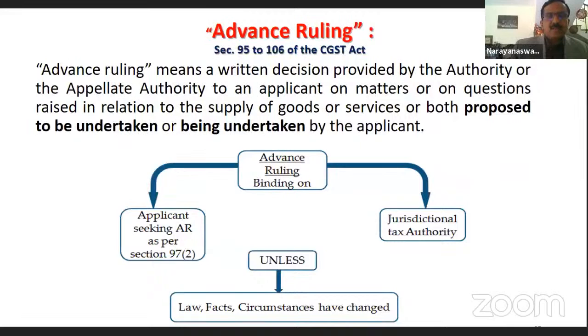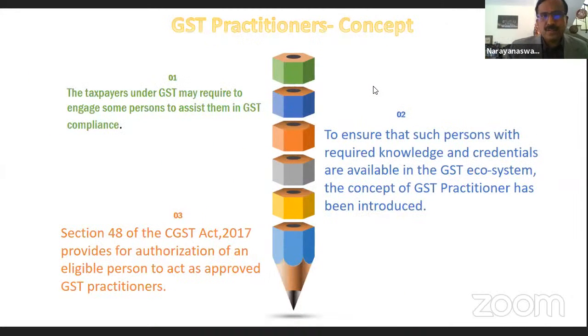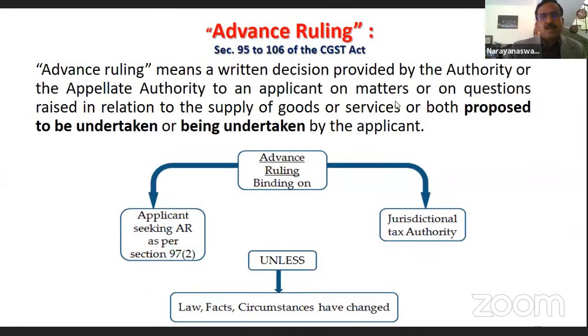Here, in case of advance ruling, it is binding on only two persons. One is the department, that is the jurisdictional authority, and the other is the person who has made the application. But if the law changes or facts change, that will not be applicable. But it is a relief for the particular person who has got the doubt and approached the authorities. Of course, you can go further in appeal to the appellate authorities, then also to the High Court and the Supreme Court, depending on the situation. That takes its own course of route.